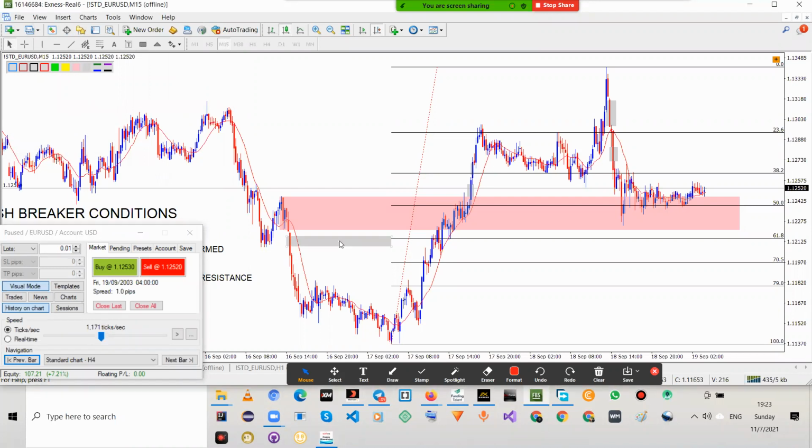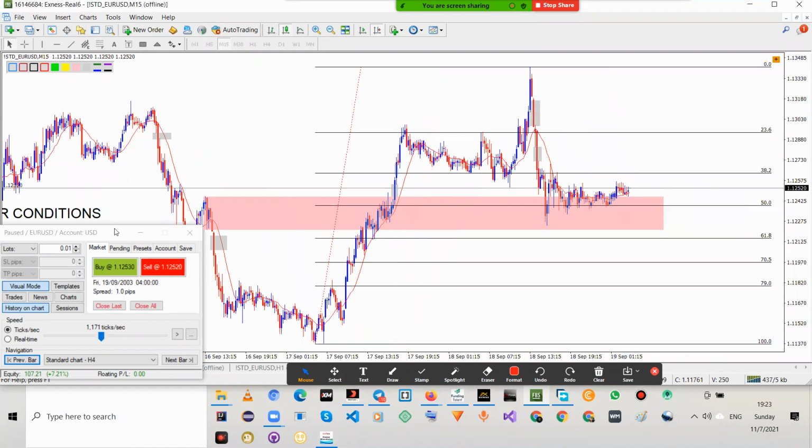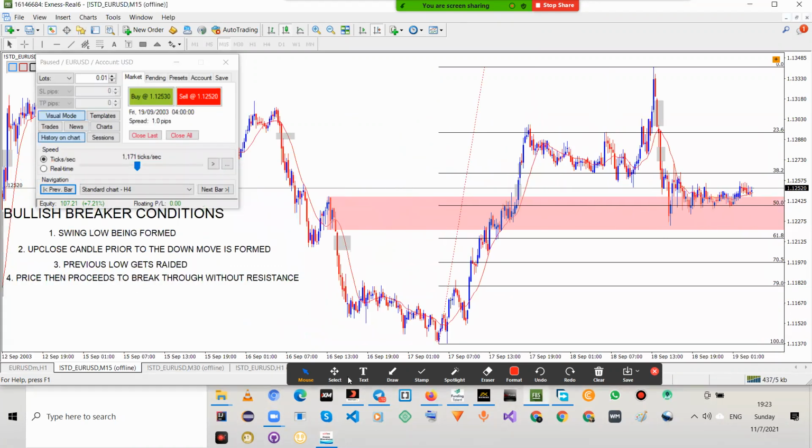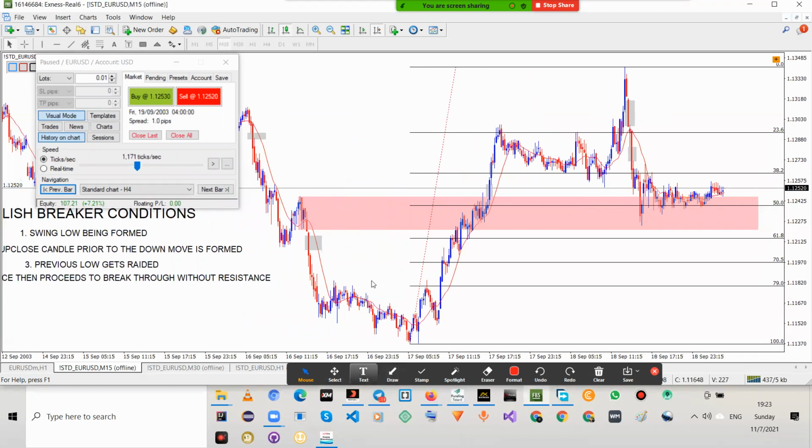So you can clearly see with these fair value gaps over here, and some confirmation that price is going to break, before the breaking through is another fair value gap over here. So let's continue.